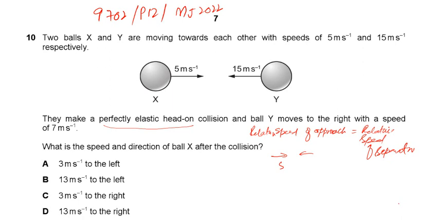So 5 plus 15 is equal to the relative speed of separation, which is x, and we'll take it 7 because they separate. So this is 20 minus 7 equals 13, in that direction. So it is 13 meters per second.